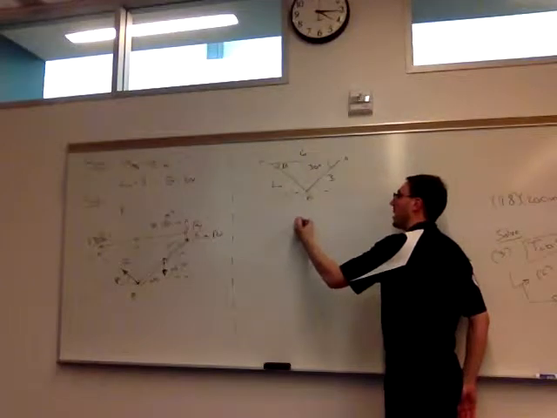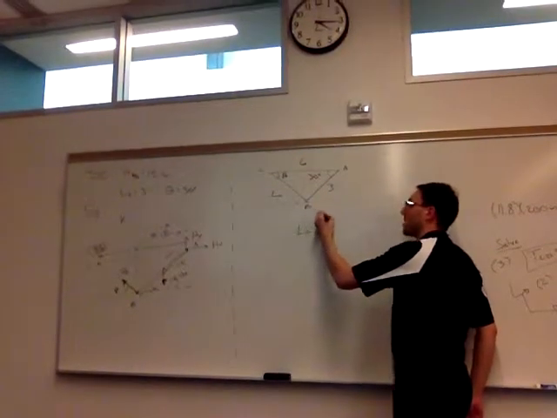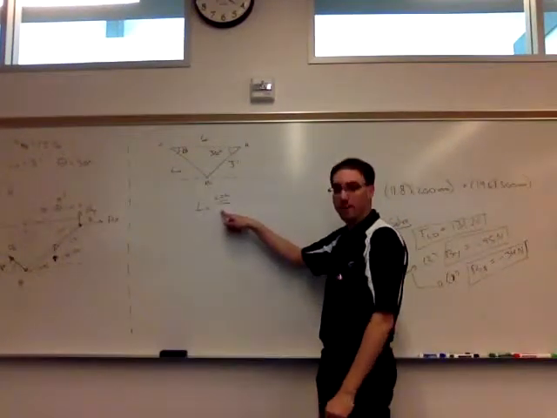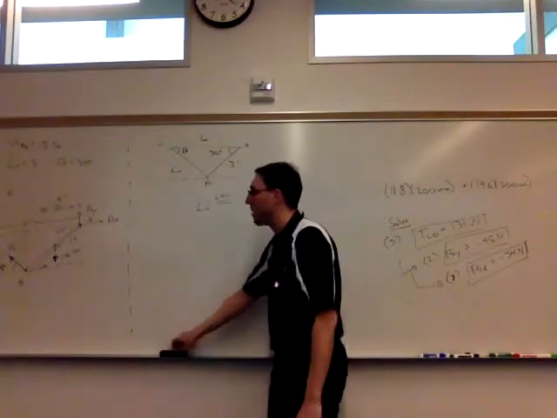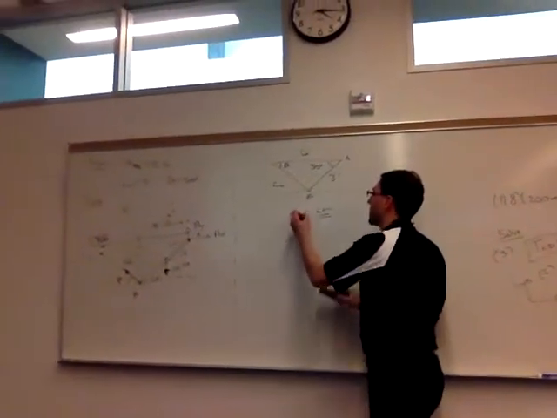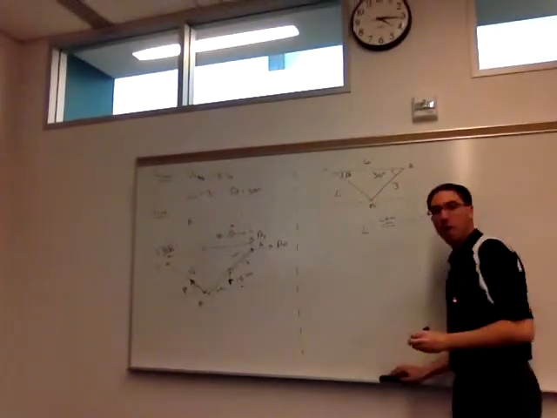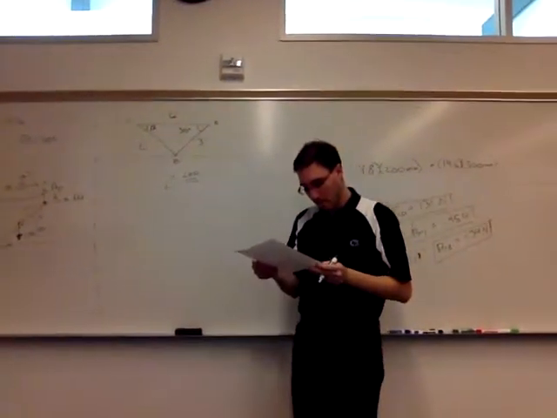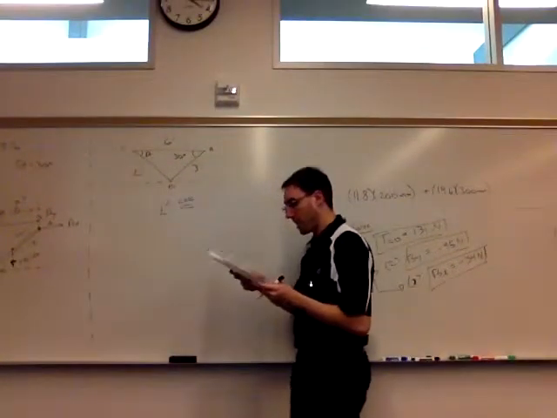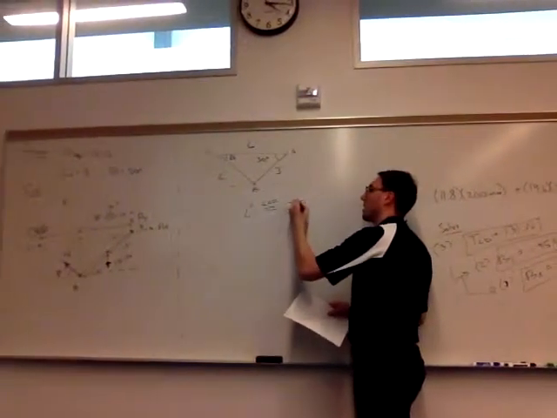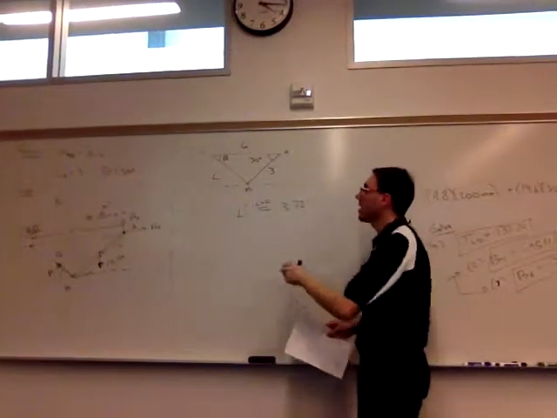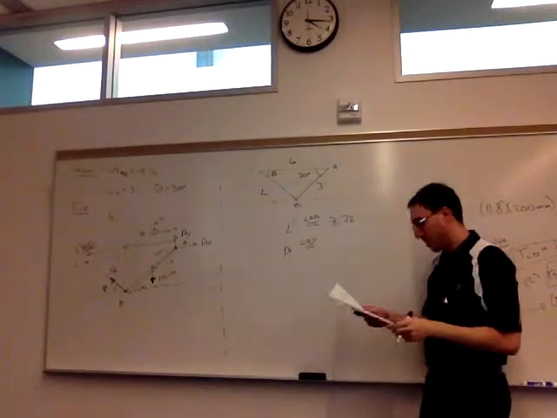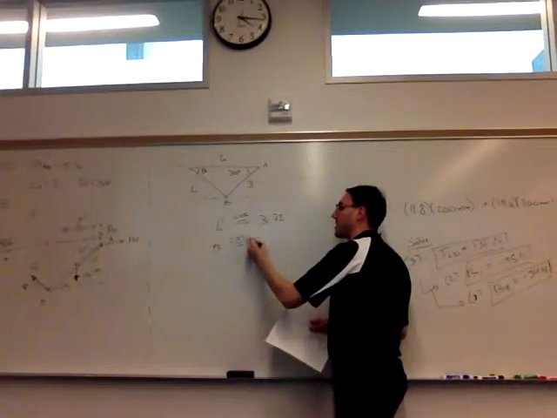So we can find L prime using the law of cosines. We know the 3, the 6, and the opposite angle. So using law of cosines, L prime is going to give us 3.72 feet. And for this angle beta, using law of sines at that point, we can find an angle of 23.8 degrees.